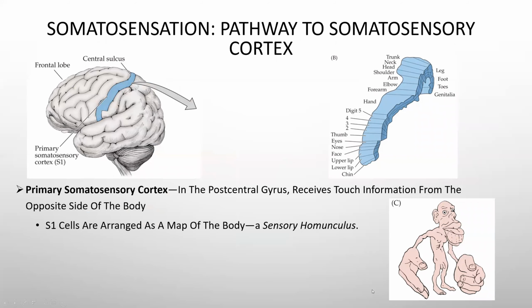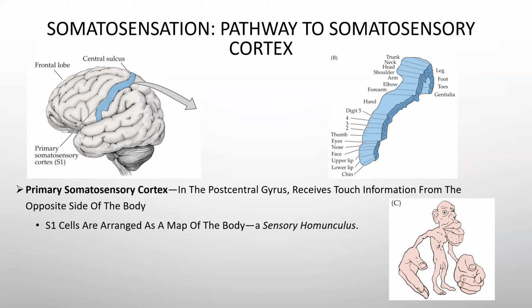Okay, so now still working on pathway to somatosensory cortex. Now we've reached all the way up to the top cortical level. You'll notice that this cortex is posterior to the central sulcus. So we call it the post-central gyrus, because it's posterior to the central sulcus, and it receives touch information from the opposite side of the body.